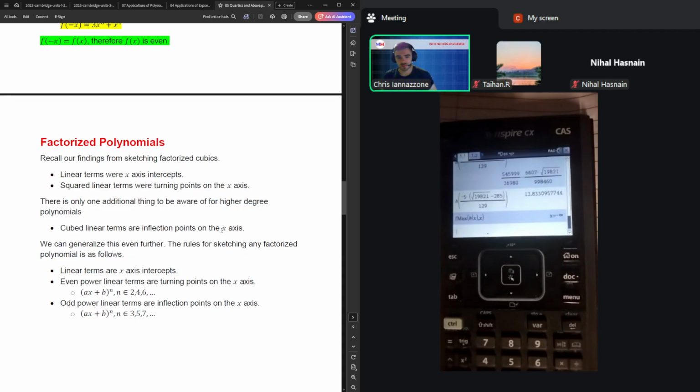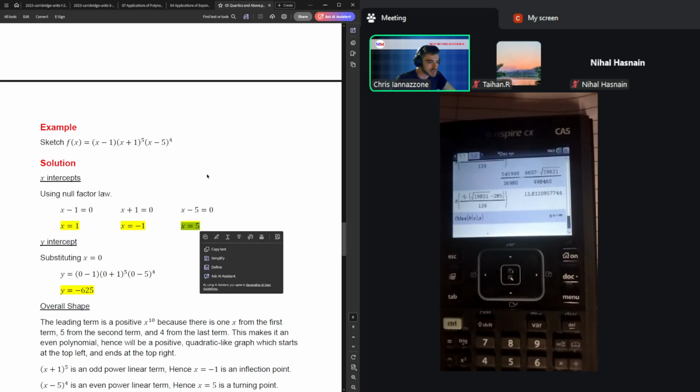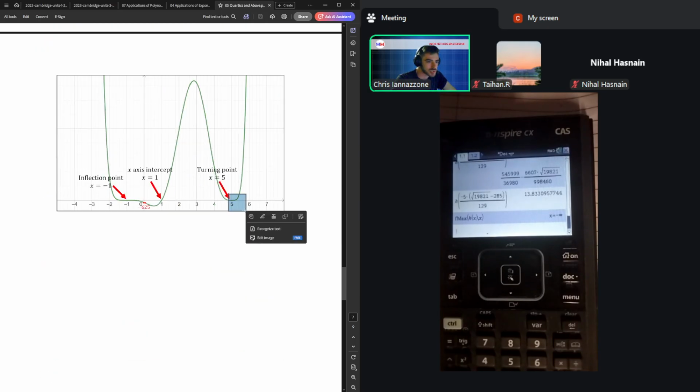When you work with higher and higher order or degree polynomials, essentially any even power will also be a turning point on the x-axis as well. So if we look at this one, power of 4, that gives us the x equals 5, and sure enough we have a turning point at x equals 5 there.